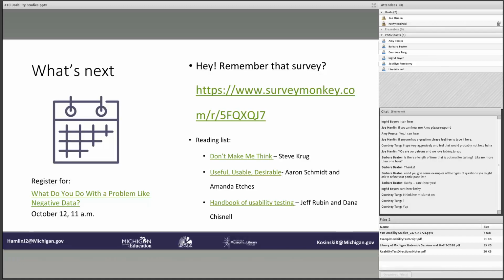They're just general usability. And then there's Useful, Usable, Desirable by Aaron Schmidt and Amanda Etches, and they are specifically talking about libraries. Usability testing is just a bit of that, but it does include a whole variety of options, and that one is actually available. You can get it through our library science collection at the Library of Michigan, funded by IMLS. Thank you, LSTA. Available through Melcat.